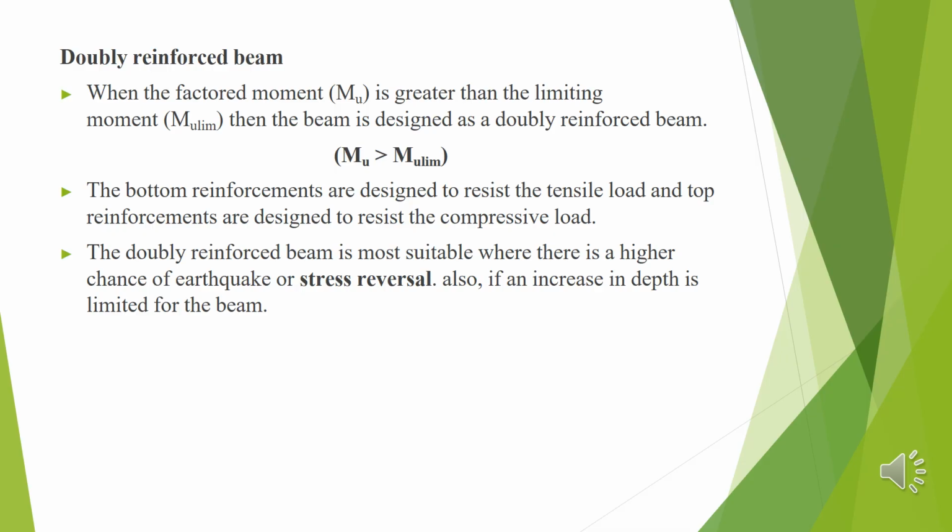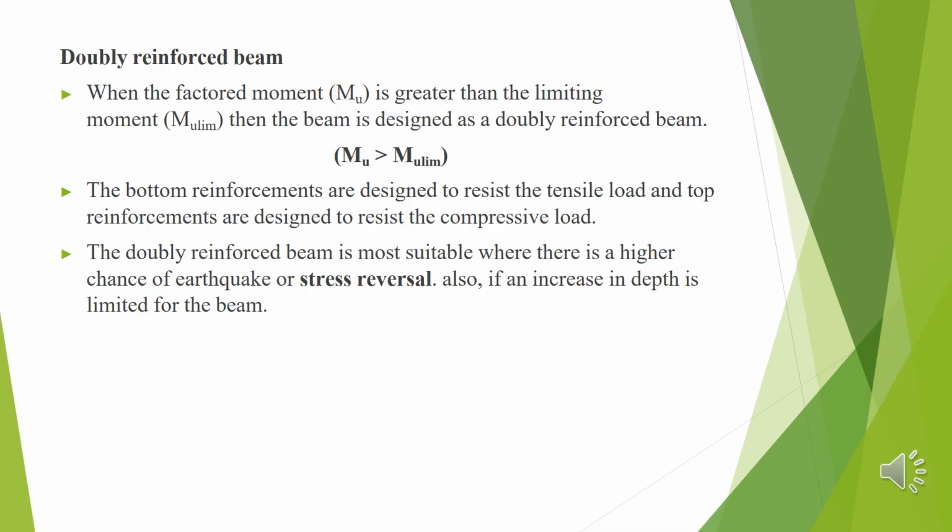So practically thinking there is no kind of difference there, but the main difference is that this top reinforcement is also designed to resist the compressive load. This is what actually differentiates your singly reinforced and doubly reinforced beam here. The doubly reinforced beam is more suitable where there is a higher chance of earthquake or stress reversal, also if an increase in depth is limited for the beam.